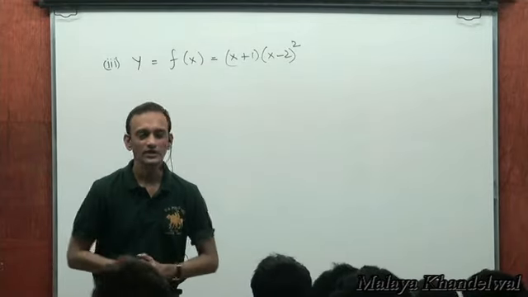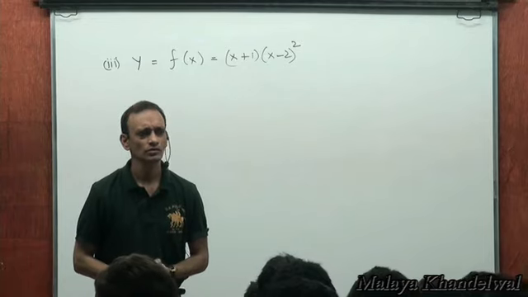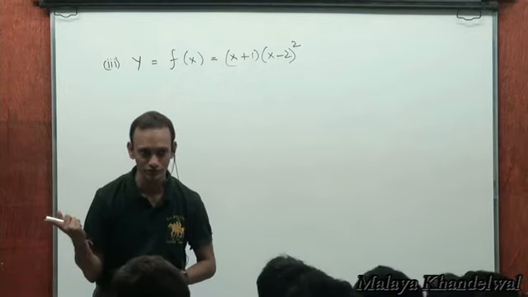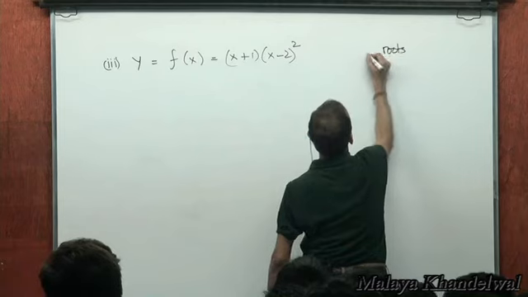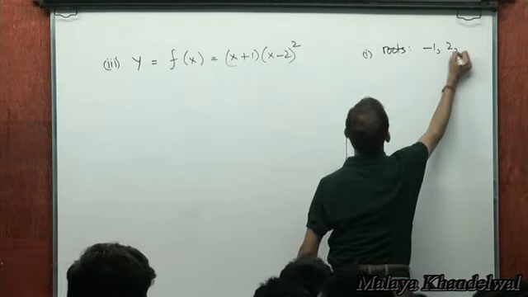Few things are readily observable. What are the three roots? Minus 1, 2, 2 are the three roots of this, isn't it? 2 is a repeated root. So the roots are minus 1, 2, 2.